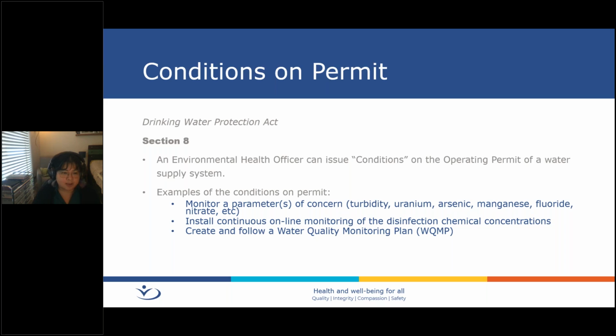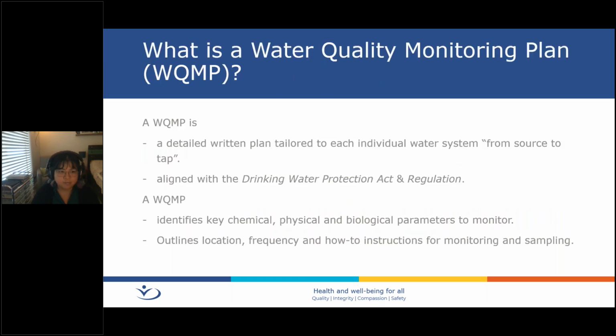Also, another example could be installing continuous online monitoring of the disinfection concentration. That could be a condition. Also, another condition could be creating and following a water quality monitoring plan. So we'll focus on this here.